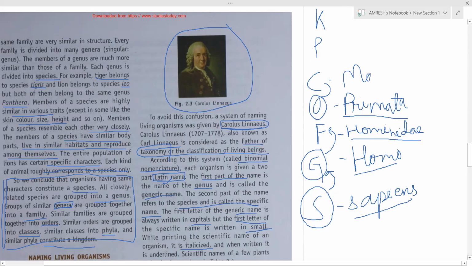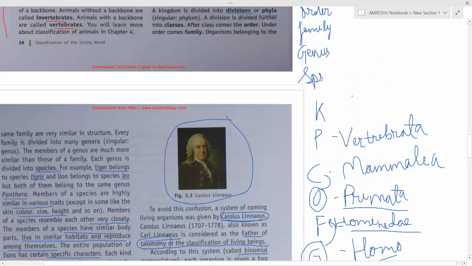Mammals means the organisms that give milk to their young ones, or produce milk, or have mammary glands. Phylum is vertebrata. We humans have a vertebral column, we have a backbone, so we are vertebrates, or vertebrata. Mammalia. Kingdom is Animalia. We all are animals.